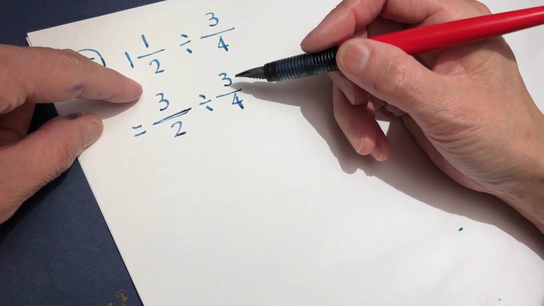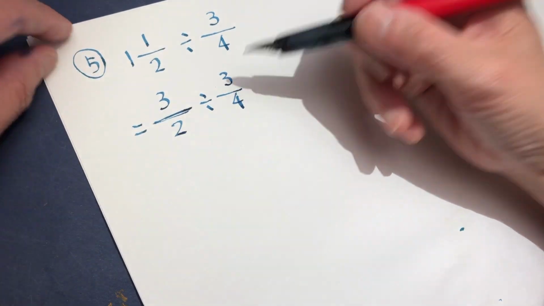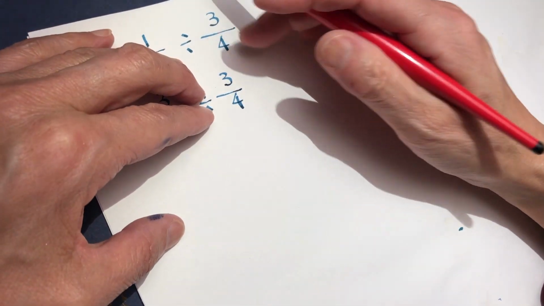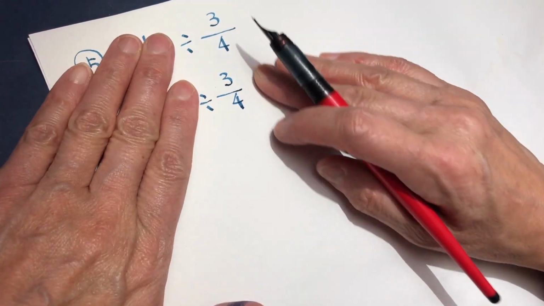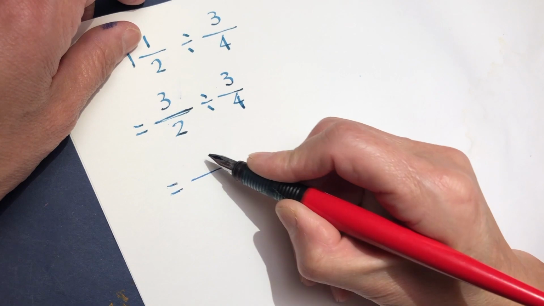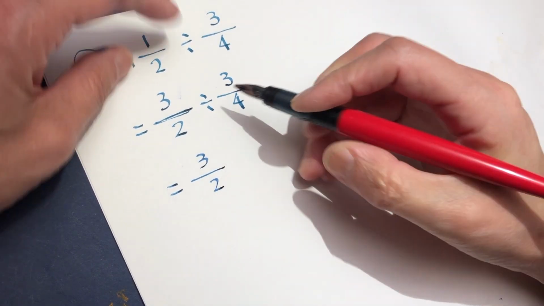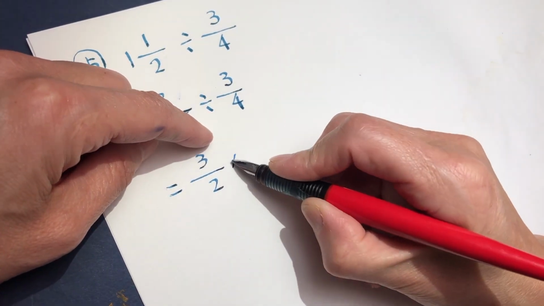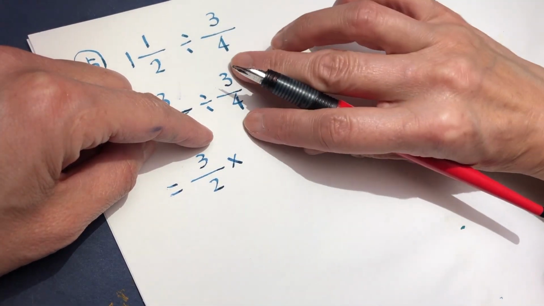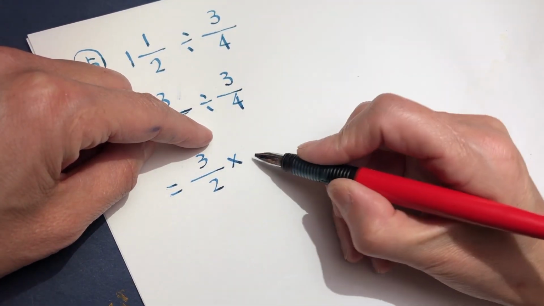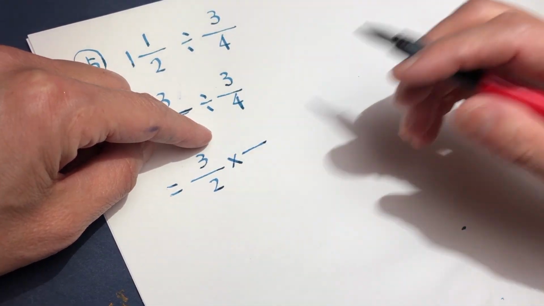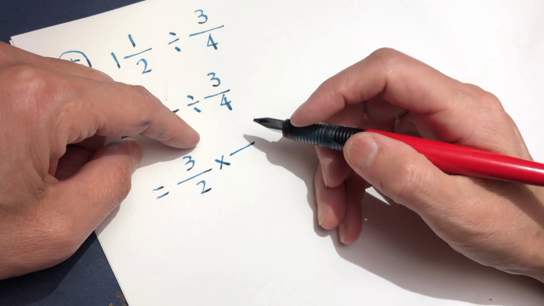I know you can finish the second problem. No, we do not do it. First, we change the first number. The second number, we just completely copy it. Do not change. And now, 3 over 2, divide, we change into multiply. When we multiply, we need to switch the number. Turn it upside down, times its reciprocal.